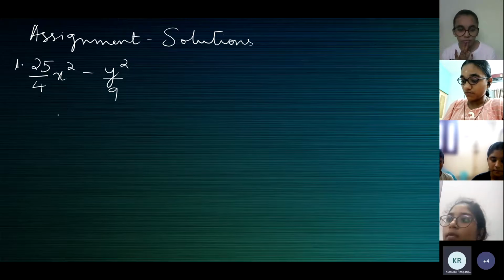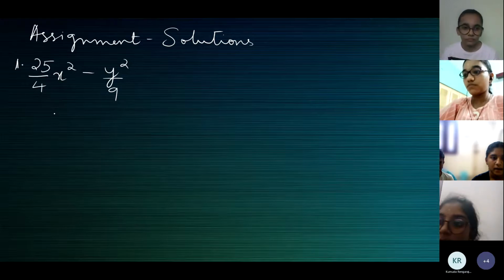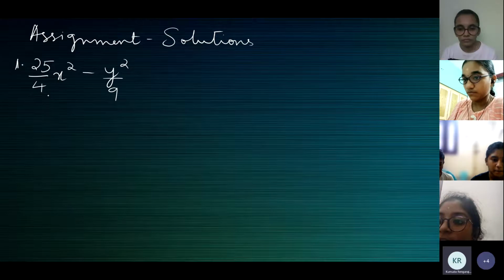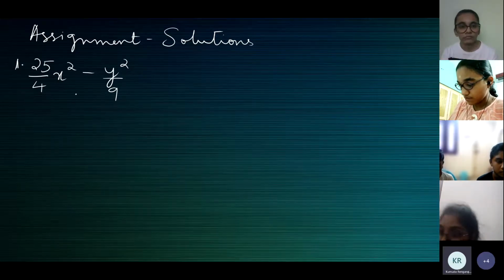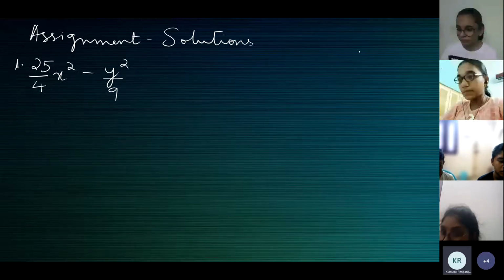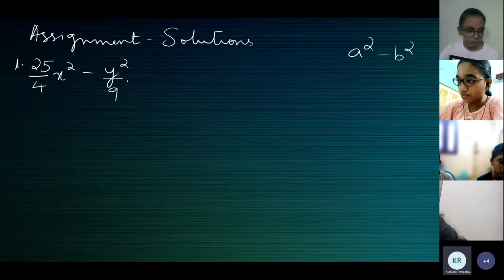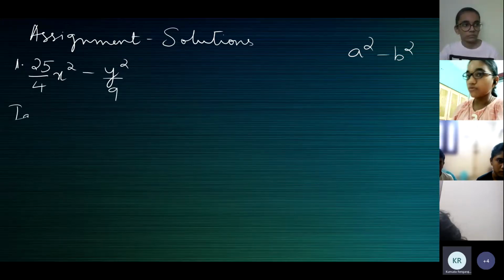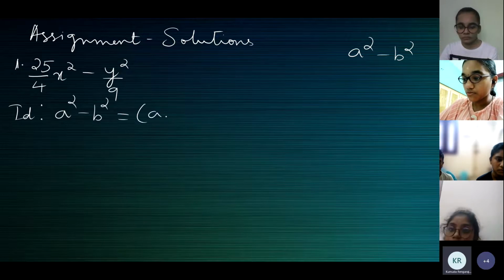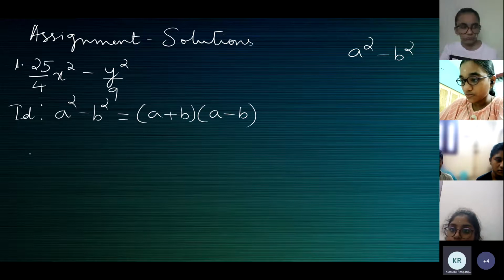So which is the identity we have to use here to factorize this expression? A squared minus b squared. Correct. So now this expression has only two terms, like in a squared minus b squared. Both the terms are perfect squares. So the identity to be used is a squared minus b squared, which is equal to a plus b into a minus b.